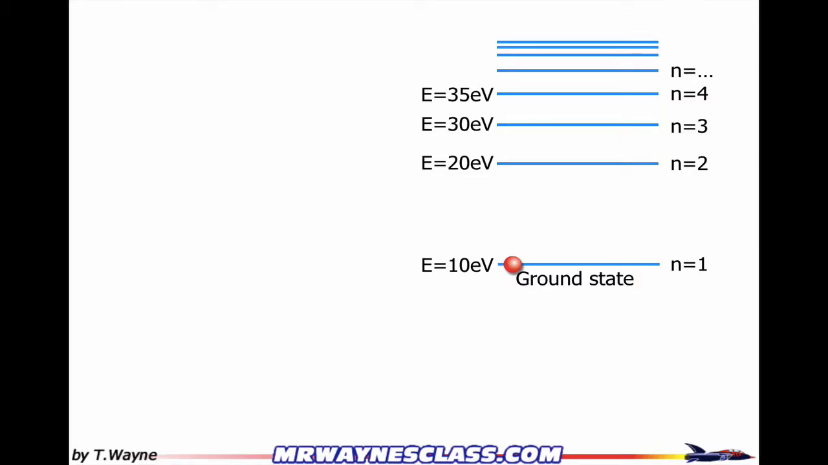Okay, so here's an example problem for energy levels. I've got this ground state for a gas where it's 10 eV. That's n equals 1, its first state. And then I've got the other states listed up here.